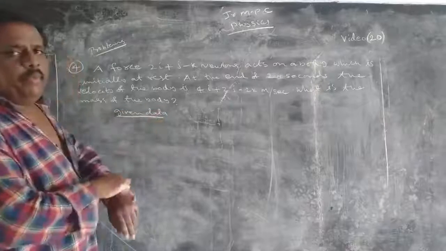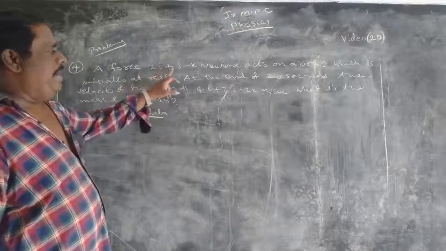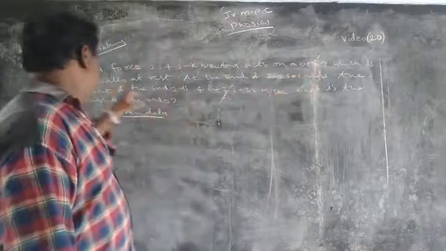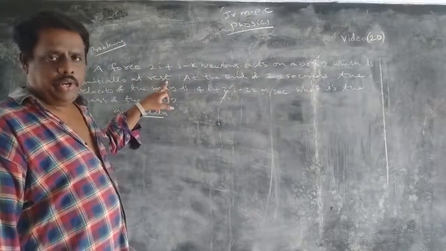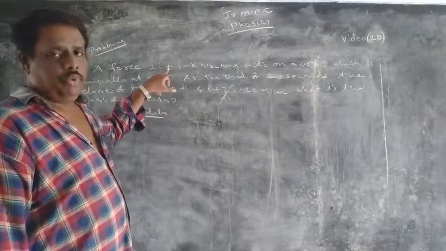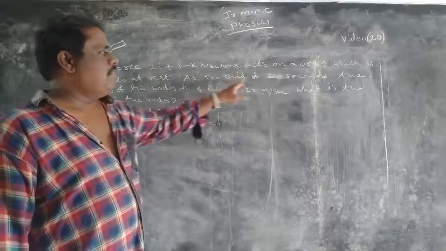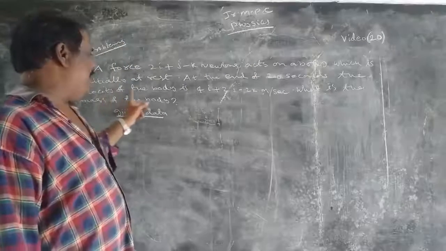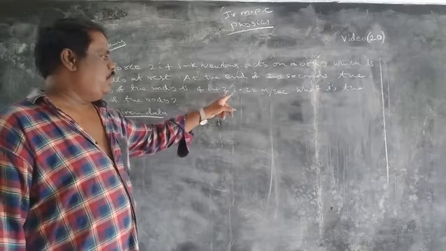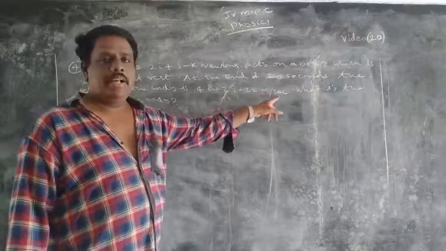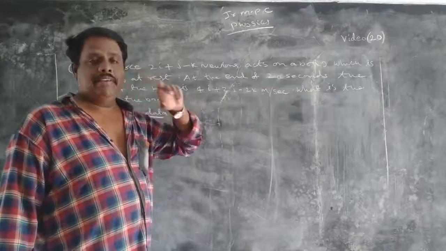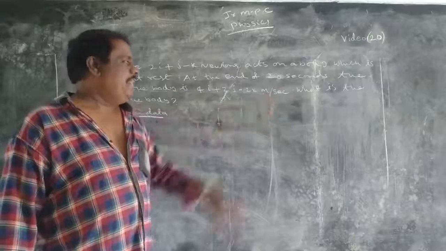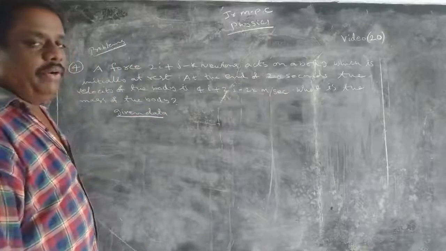So once again, read the problem. Force 2i plus j minus k newtons acts on a body which is initially at rest. At the end of 20 seconds, the body moves, that means the velocity of the body is 4i plus 2j minus 2k meter per second. So what is the mass of the body? We need to calculate the mass of the body.